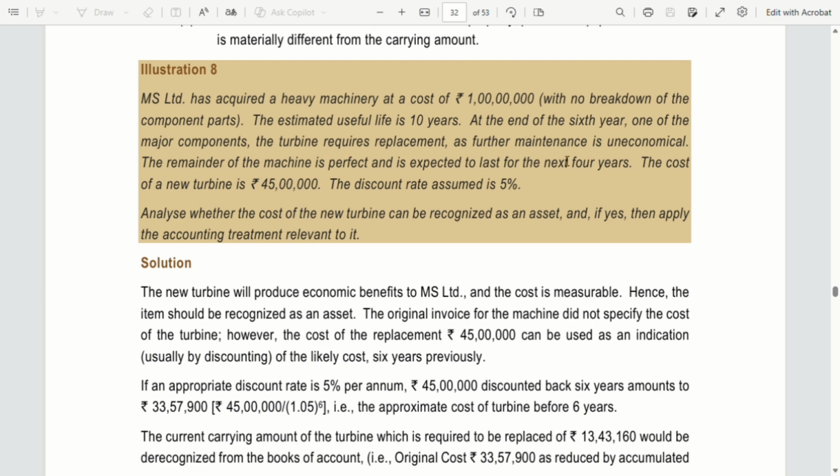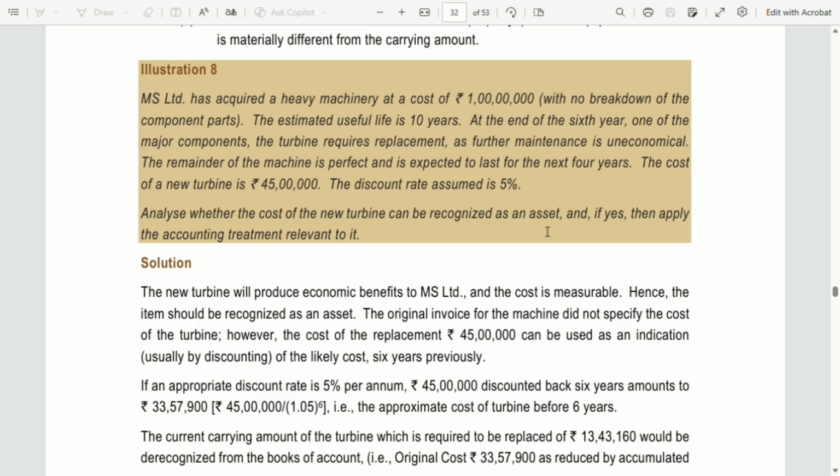As further maintenance is uneconomical, the remainder of the machine is perfect and it is expected to last for the next 4 years. So the remaining part of the machine can also last for the next 4 years, meaning the remaining part of the machinery is for 10 years, but the turbine can only work till the 6th year. The cost of a new turbine is 45 lakh and the discounting rate is assumed to be 5%. Analyze whether the cost of the new turbine can be recognized as an asset.